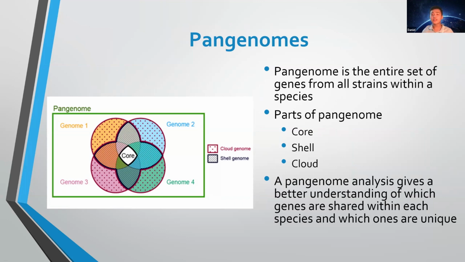A pangenome analysis gives us a better understanding of which genes are shared within each species and which ones are unique. Strains that have a high number of shared genes are likely to belong to the same species, while strains with a low number of shared genes are likely to belong to a different species. Therefore, this analysis allows us to identify strains that were initially misclassified.